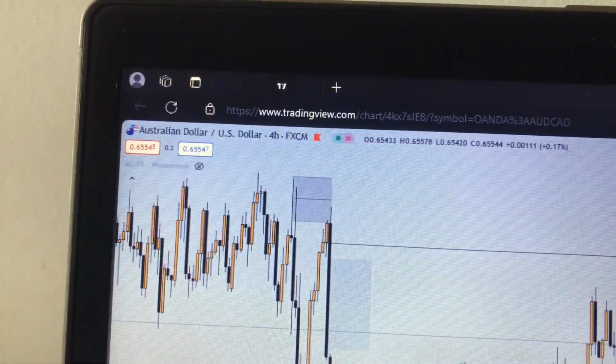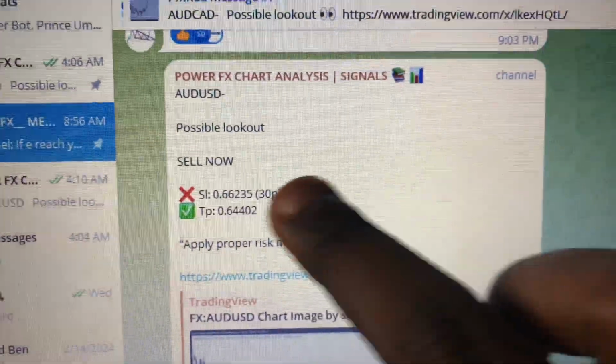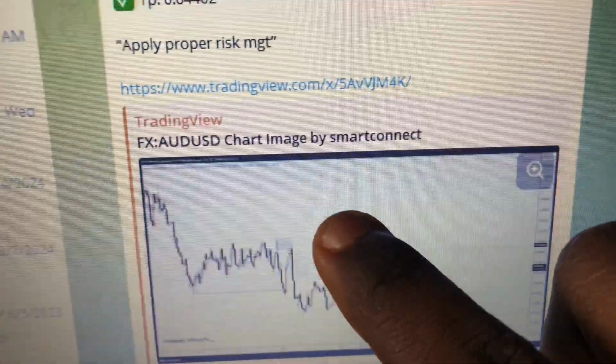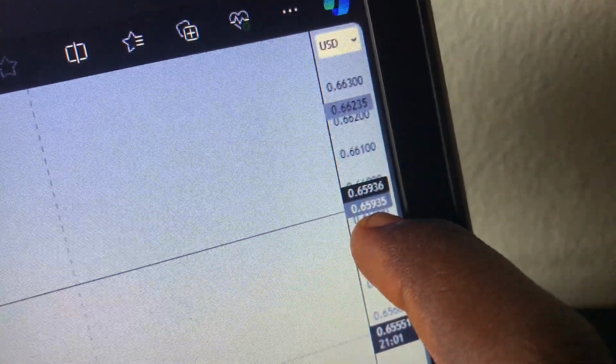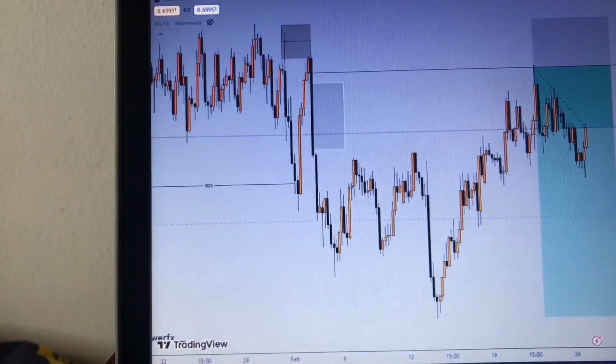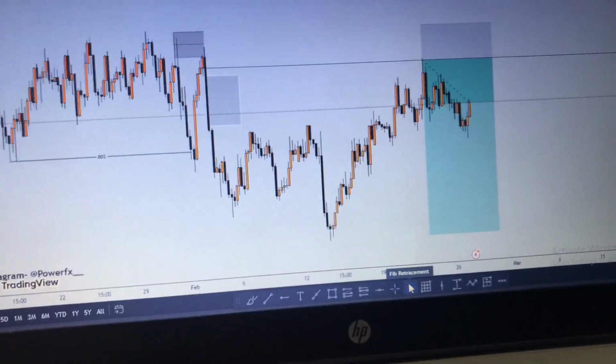Let me show you the before. I sent it out to my private Telegram community. You guys can see the before. I gave out the signal. Here was the signal. I said we're going to sell from this particular area, and the price was around 0.65935. So I said we were going to sell from this particular price, and let me show you what made me stick to that analysis, knowing that we're going to sell from that price.